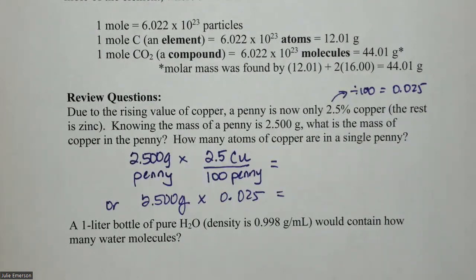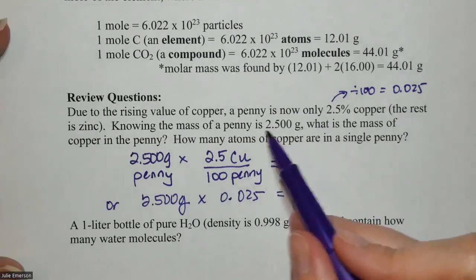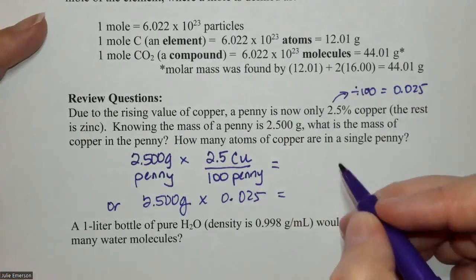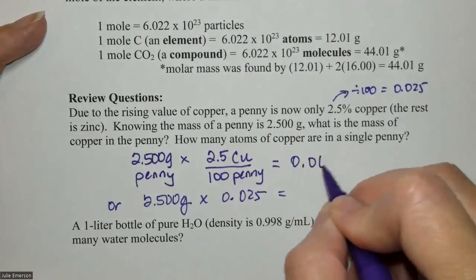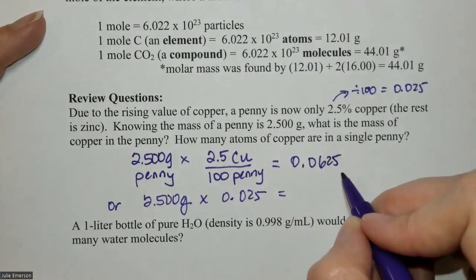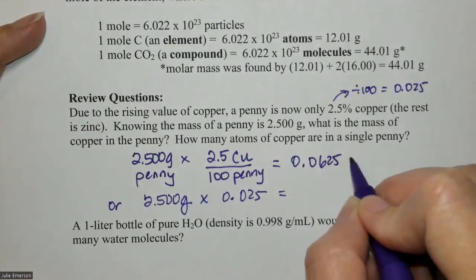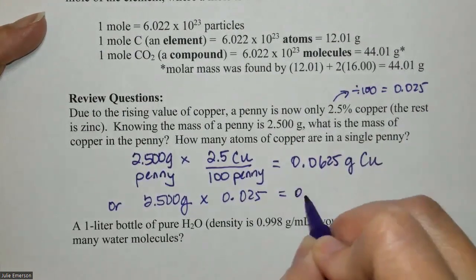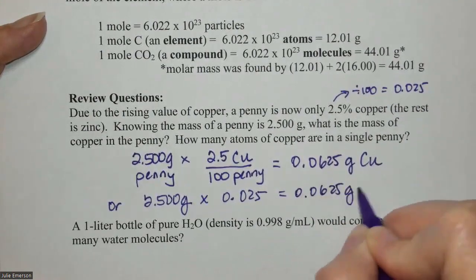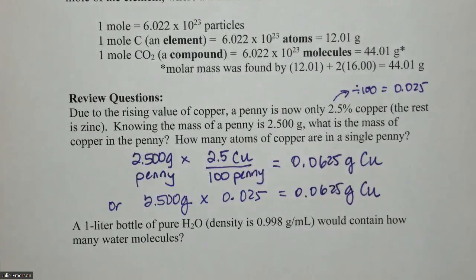So 2.5 times 0.025, and I'm going to go ahead and keep the 4 sig figs here. I have 0.0625. Technically, there'd be another 0 there. Let's not worry about sig figs. This would be our mass of copper here. 0.0625. All right, that is our mass of copper.